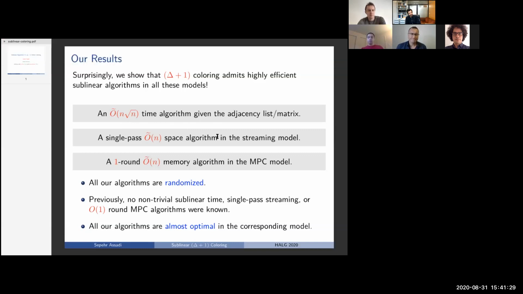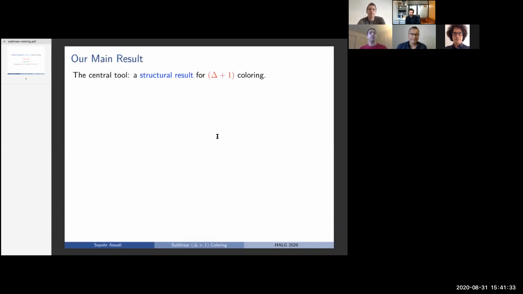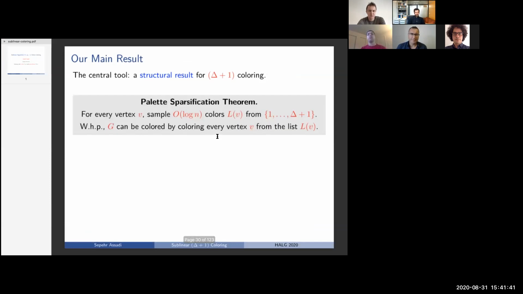Okay, so this was our results. But in fact, the main result of this paper was something entirely different. It was just a structural insight into the delta plus one coloring. It's just a simple statement, which we call the palette sparsification theorem.